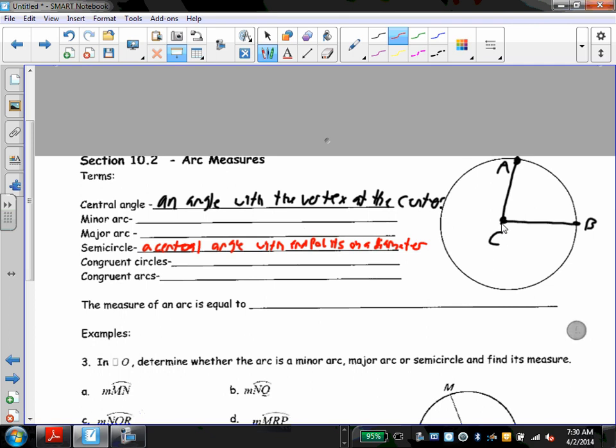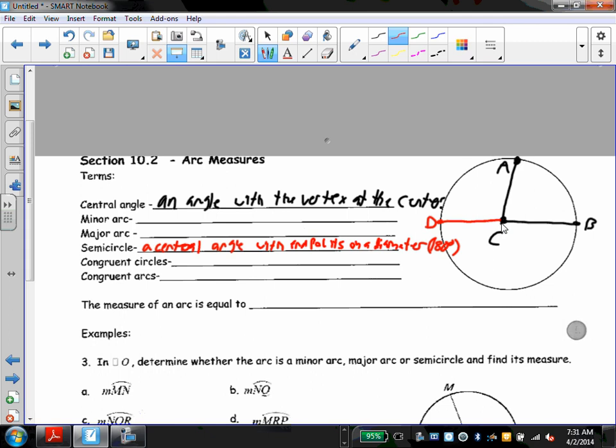So, if you imagine that, let me just make an extension off of this one here and call this point D. Angle BCD would be a semicircle, because you can see it's going through the center C, and it has endpoints on the circle. That's meant to be a straight line going through BCD. So that right there is a semicircle. They always have 180 degrees. Which is to say that since two semicircles make up a whole circle, it will always have 360 degrees, just like the quadrilateral.